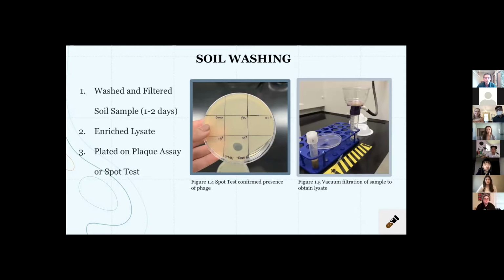So the soil was washed with PY broth, and then it was placed into a vacuum filter, as you can see in figure 1.5, and filtered so that we could obtain a lysate from that. And this lysate was then enriched with Arthrobacter. Arthrobacter is a soil organism.